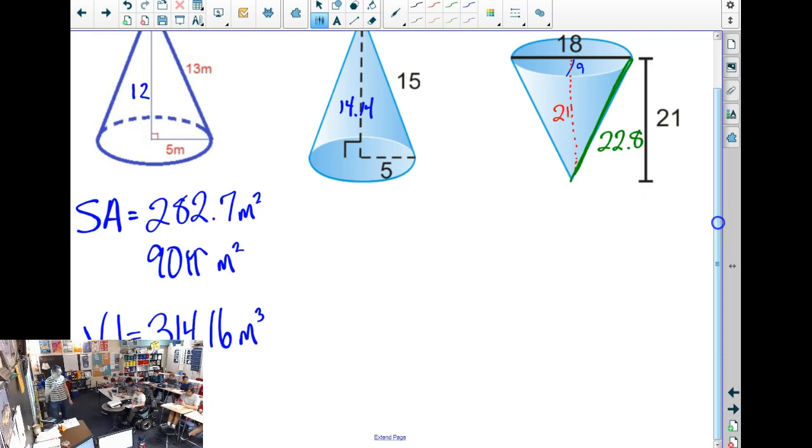One-third of what the prism would be. So here, that would be pi r squared times h. But don't try to memorize things. Just think of it, realize it.